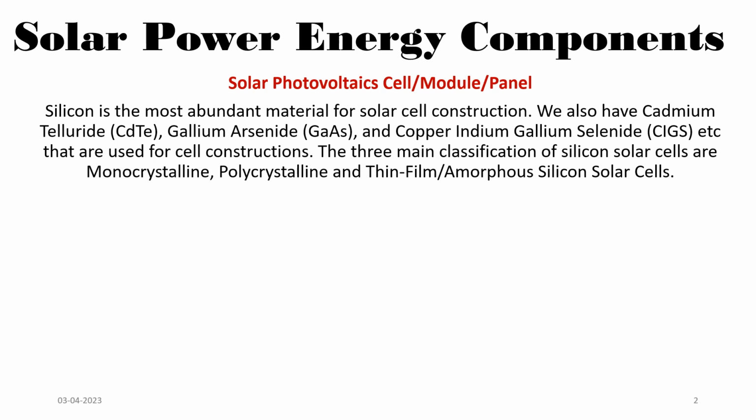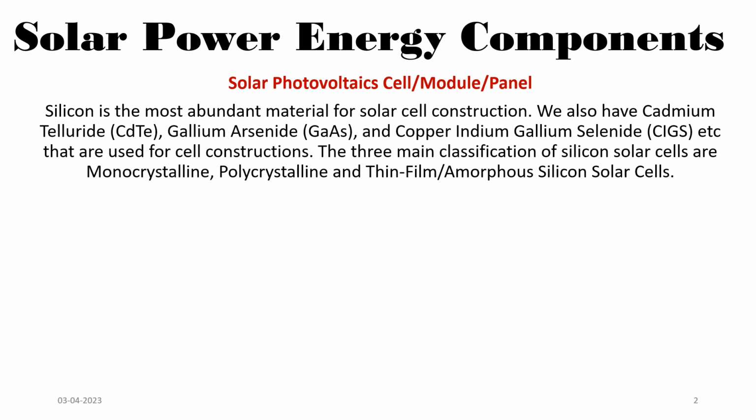As in the last series that I did, I made mention of module, trying to differentiate it from a cell. A cell forms a module, the connection of cells will form a module, and connection of modules will form a panel. Then we have an array, that is when you have so many panels that you form into strings to form an array. Silicon is the most abundant material for solar cell construction, that is a cell, before you arrange them to form a module.